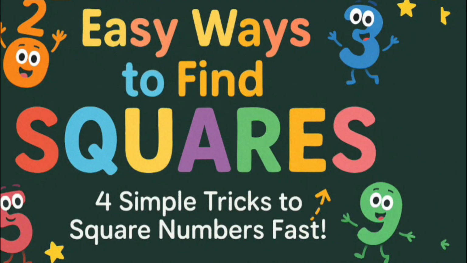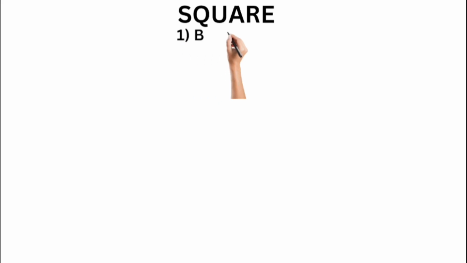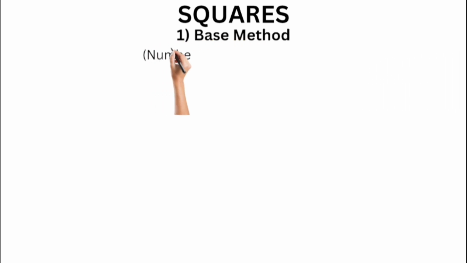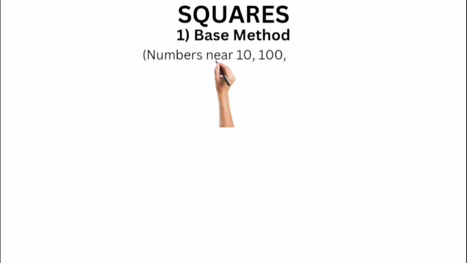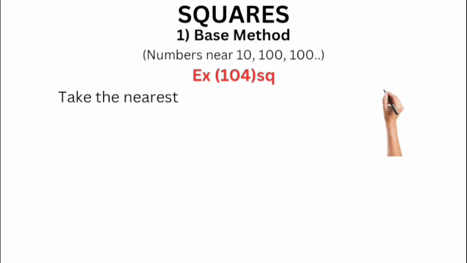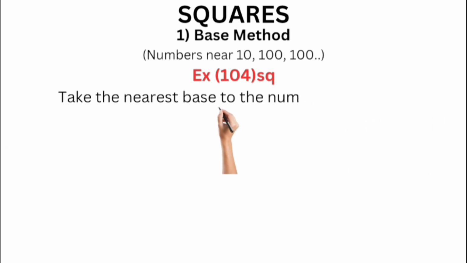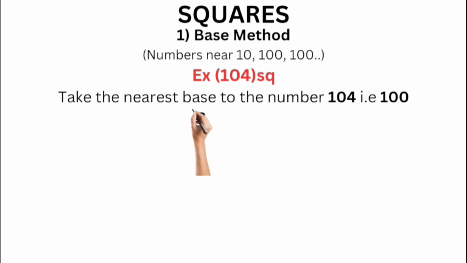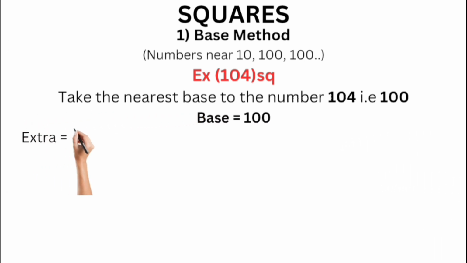Let's learn some easy ways to find square. Now the first method is the base method. Base method is used for the numbers that are near to 10, 100, 1000 and so on, because these numbers, 10,000, 100 are used as the base. Now to understand this, let's take an example of 104.